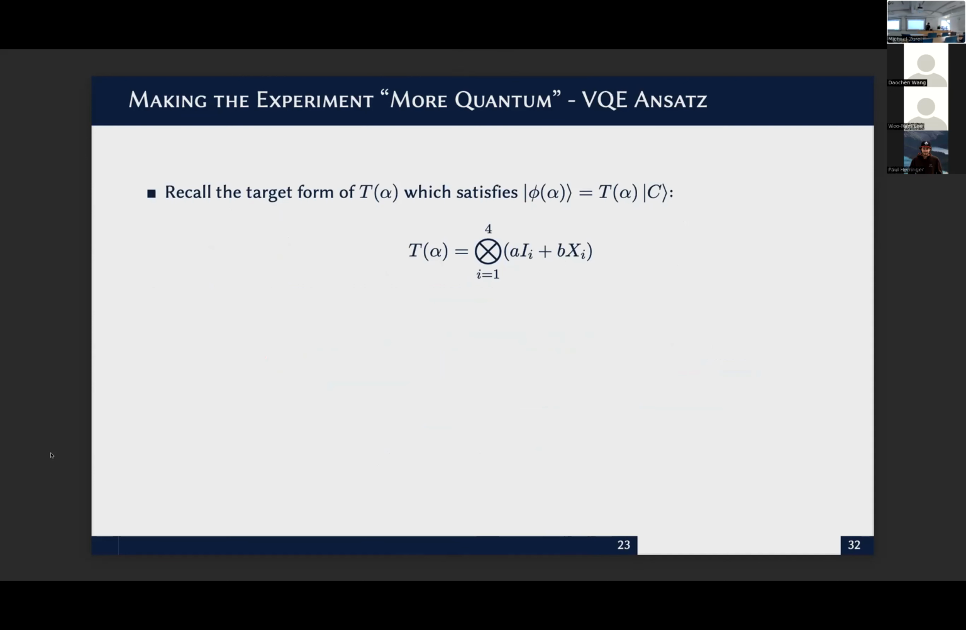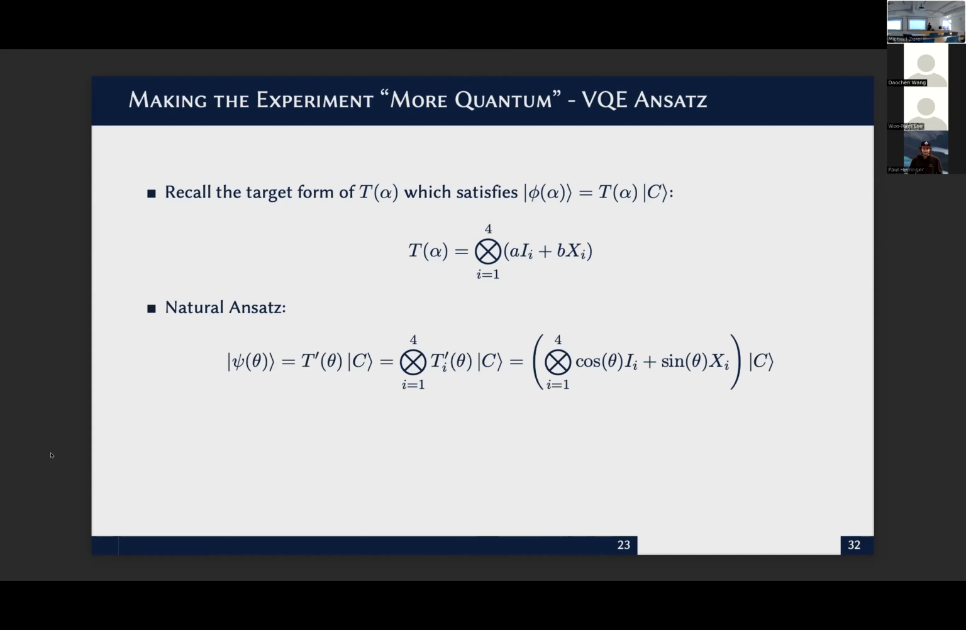To be more specific, if the target form of T that we're trying to find is this local operator consisting of I's and X's, a natural ansatz to make then is to parameterize our T prime by cosine theta of I, sine theta of X, and minimize this per site energy of the Hamiltonian, where you have the stabilizer expectation and the local magnetic field expectation weighted by cosine alpha and sine alpha. Of course, I give this local ansatz here, but the technique in general could be generalized if we wanted to look at larger systems.